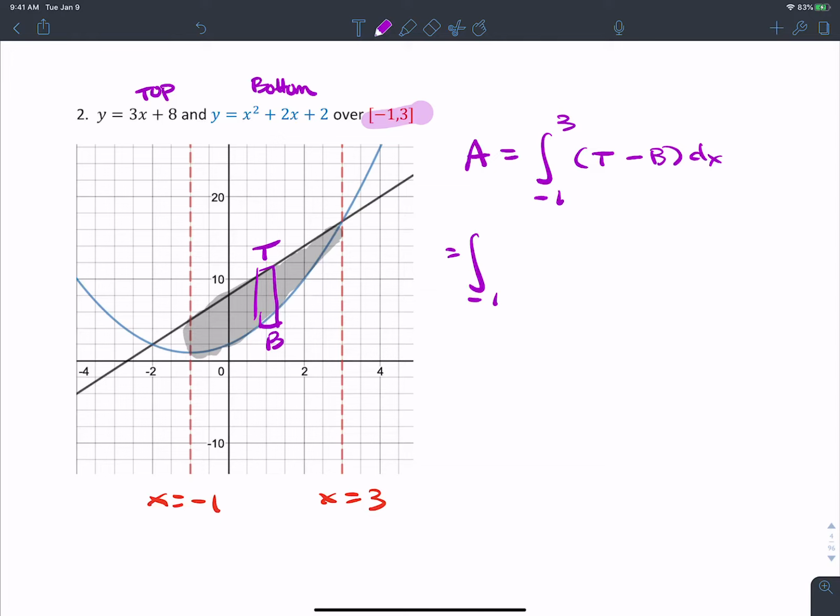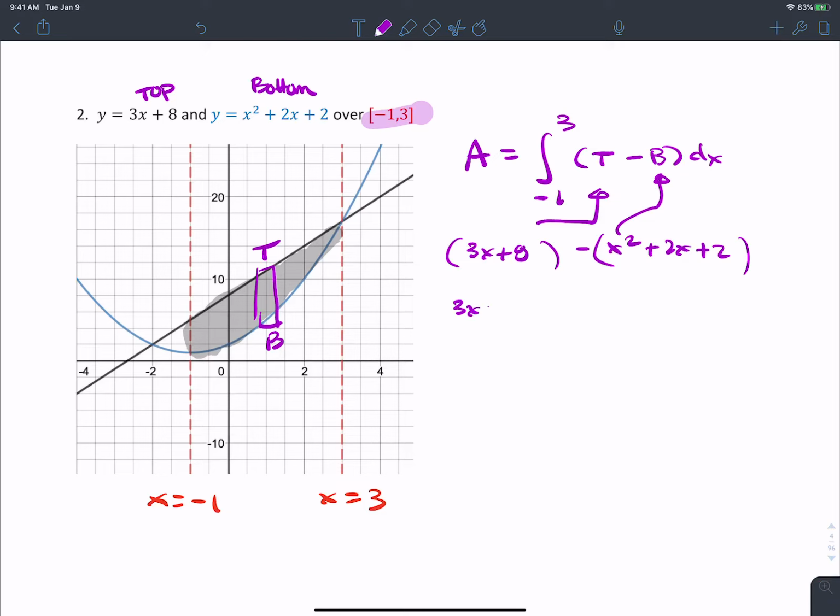So let's replace this with what it is. How about if we do it this way? I'm going to say, here's my top curve. Let's do the algebra first. It's 3x plus 8. And your bottom curve is x squared plus 2x plus 2. Is that right? So remember what I'm supposed to do here. I'm supposed to subtract those terms.